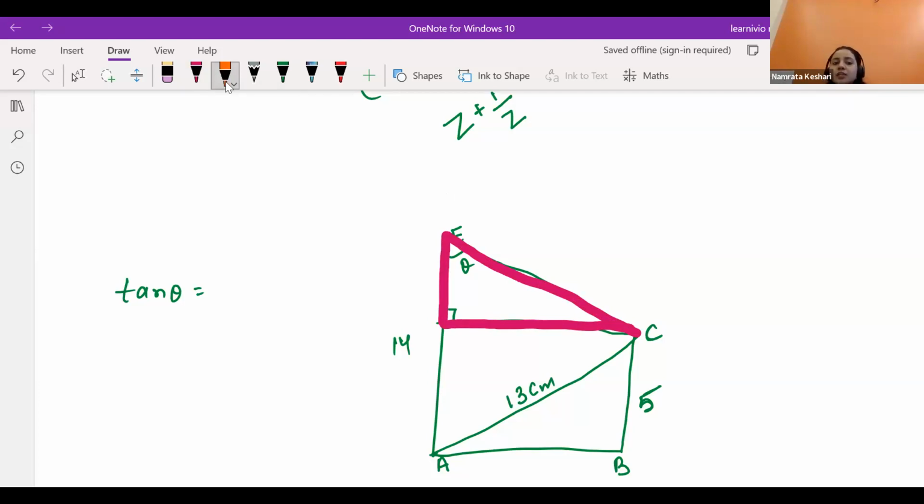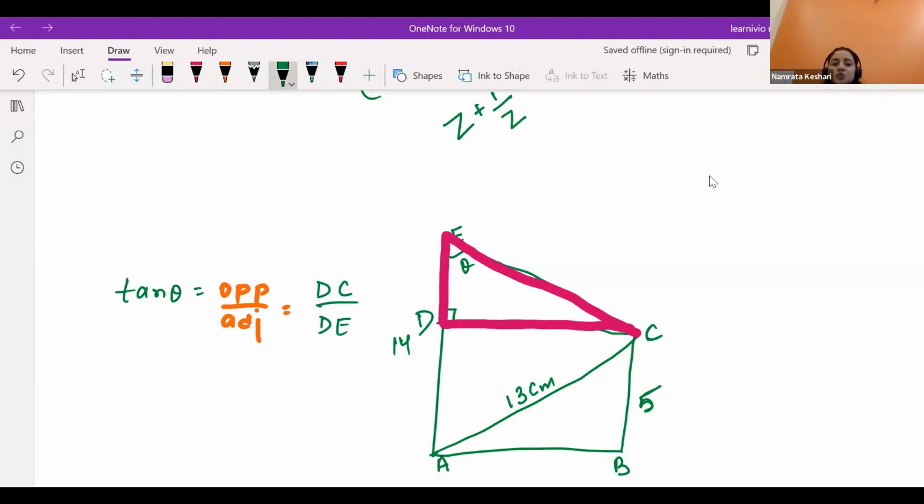Now tan theta, the formula is opposite over adjacent. According to the mentioned angle theta over here, which one is the opposite side and which one is the adjacent side? I have not marked it over here. Just a second. Yeah, opposite was the DC, and adjacent is ED. So this is opposite, this is adjacent.